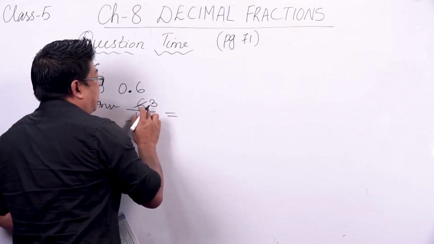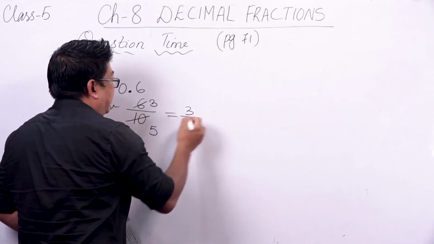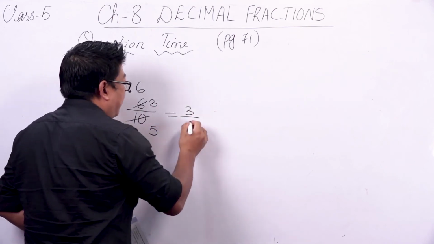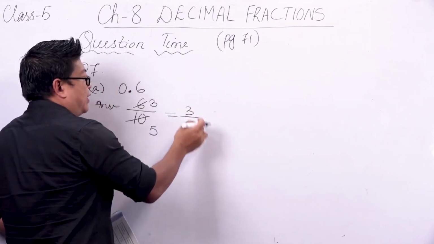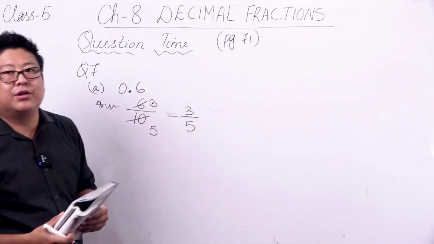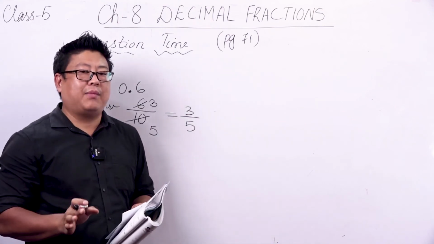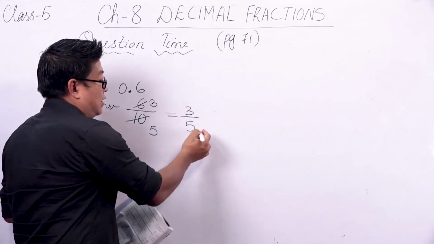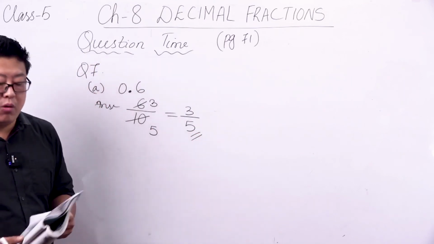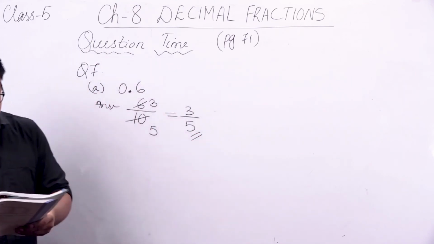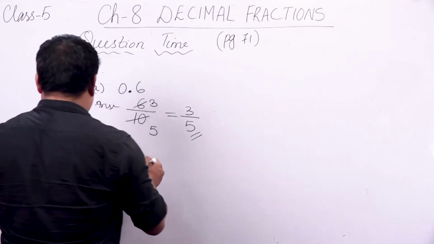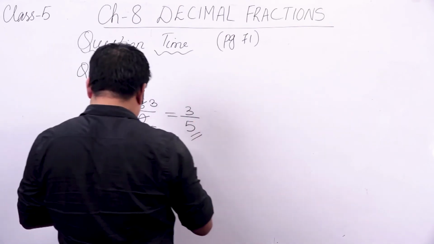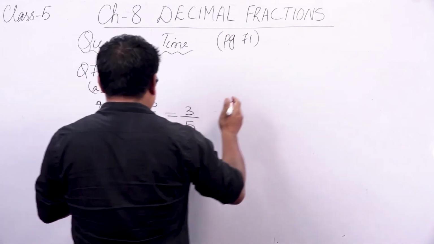So in the numerator, in place of 6, now I have 3. In the denominator, in place of 10, I have 5. 3 and 5 are not in the same multiplication table, so we cannot cancel them out anymore. And so this is your simplest or the lowest form. All right, children. Now let's look at a different question. Let's try D.